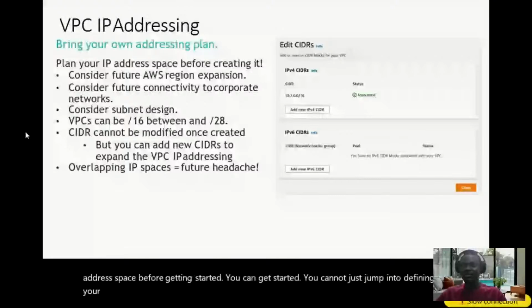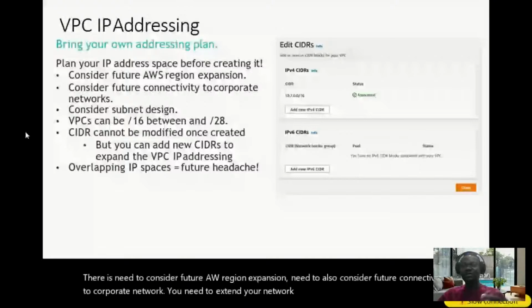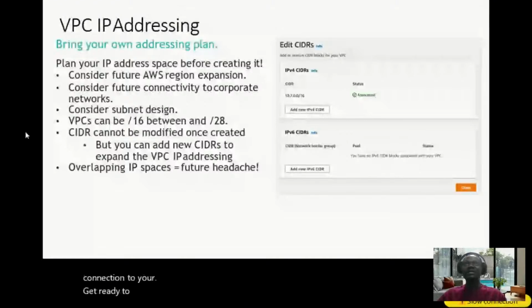A few recommendations on the screen: you need to consider future AWS region expansion. You need to also consider future connectivity to your corporate network. You may need to extend your network through a Direct Connect connection directly to your own premises, so you don't need anything to traverse the public internet. So you need to consider that too. You need to consider subnet design, and plan it.